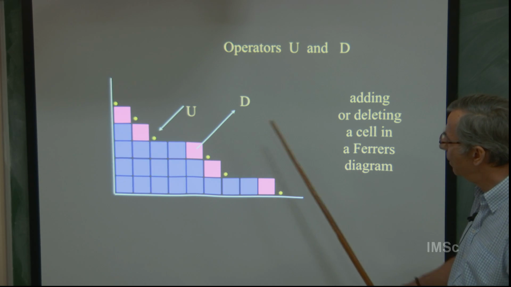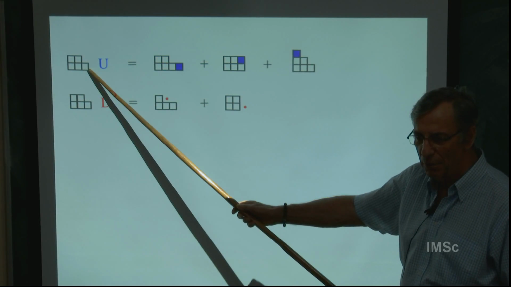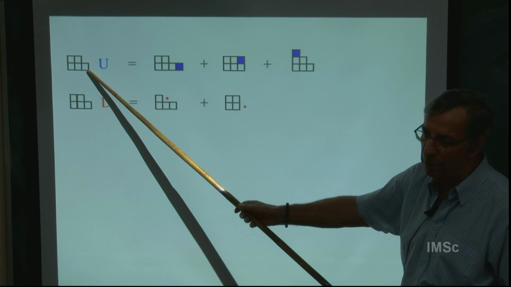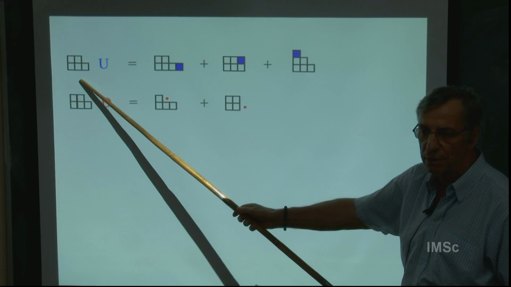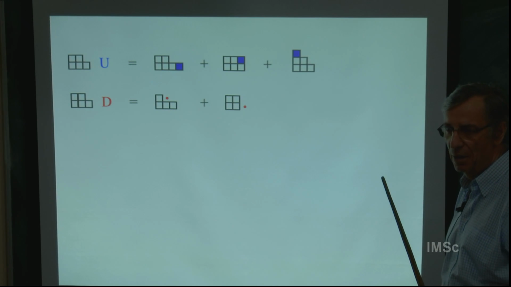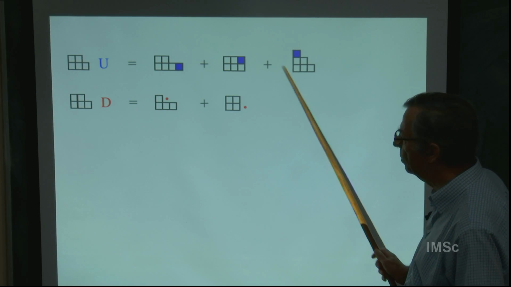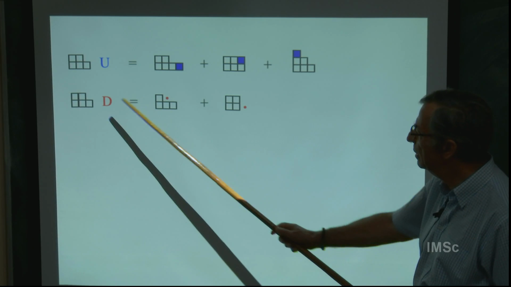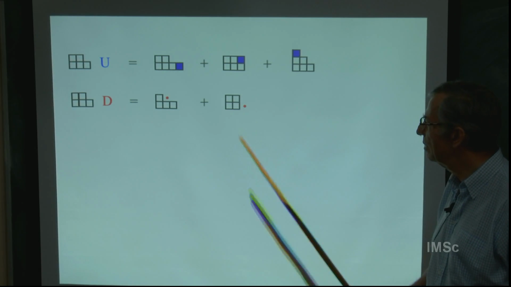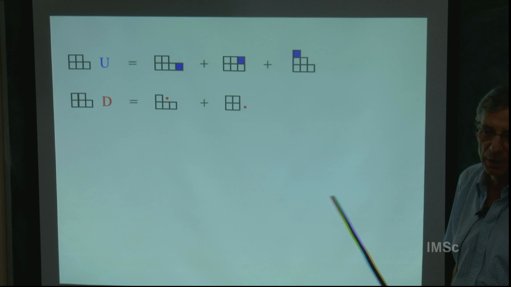So the operator U acts on the vector space generated by Ferrers diagrams. U of this Ferrers diagram is this plus this plus this. It's a formal sum of Ferrers diagrams. There are 3 possible ways to add a new cell. For the operator D, I put a point on the cell which has been deleted. There are only 2 possible ways to delete.